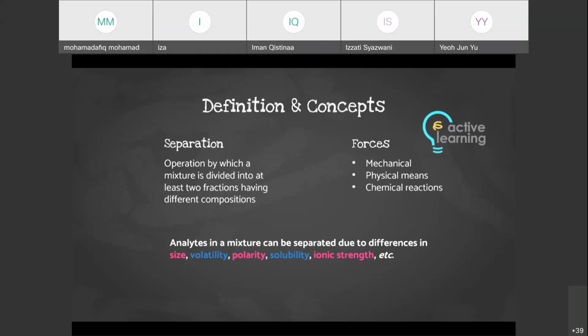Okay, for chemical, sedimentation is more to physical, I believe.